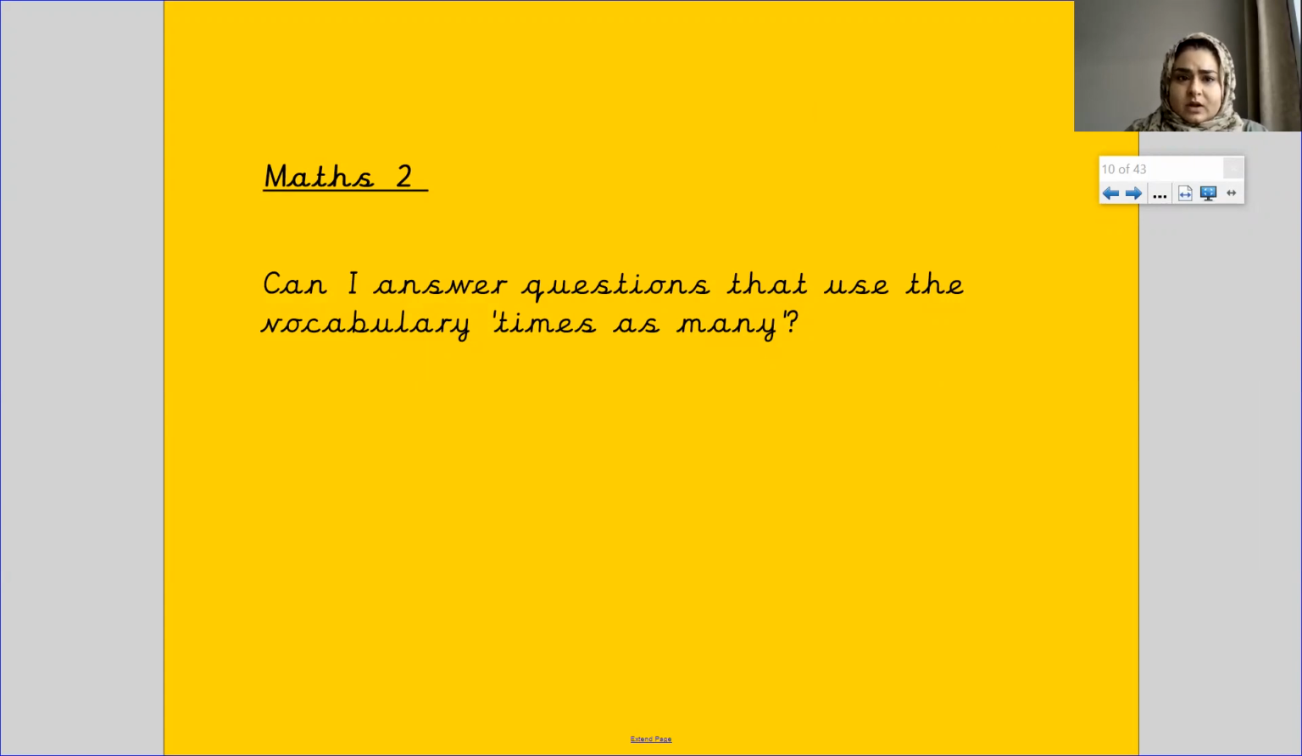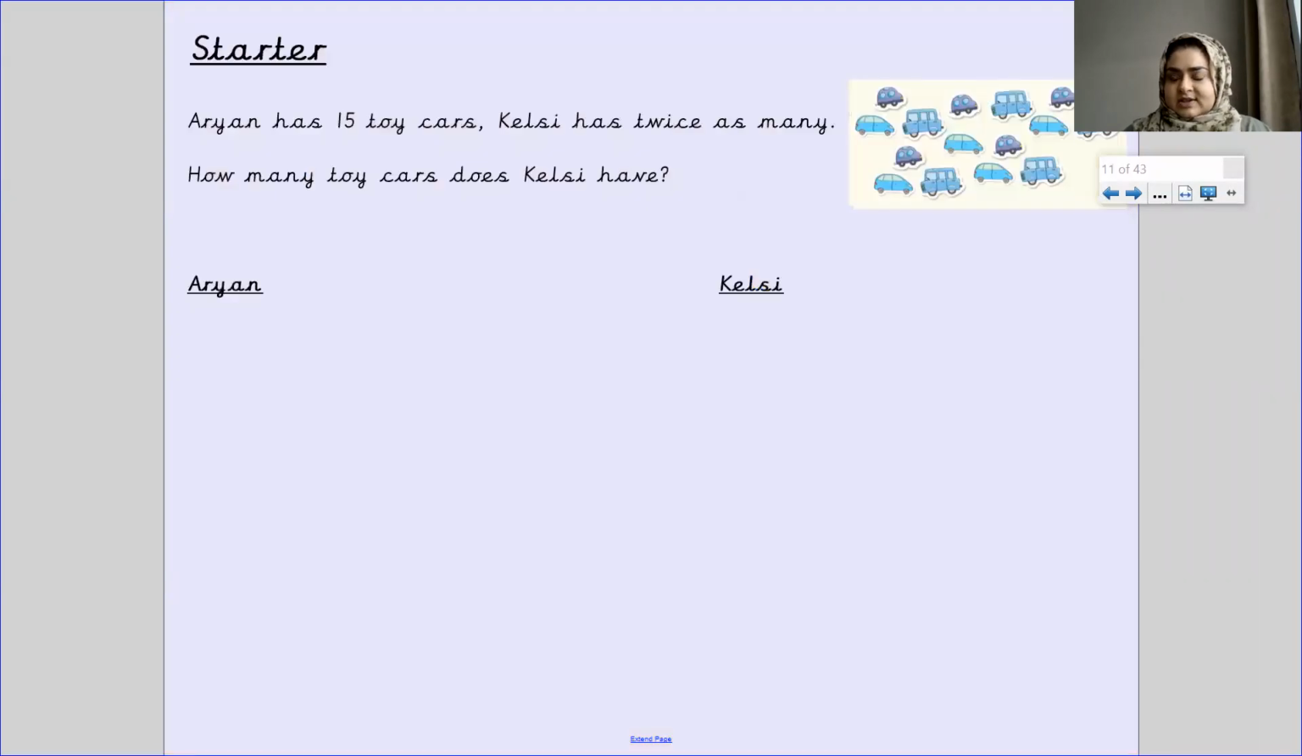Okay, so I have a little starter activity for you here. What I would like you to do is get your whiteboard and pen out, or a piece of paper and a pen, and answer this question. The question says, Arian has 15 toy cars. Kelsey has twice as many. How many toy cars does Kelsey have? Pause the screen and work out this answer on your mini whiteboards. When you are ready, come back to my screen.